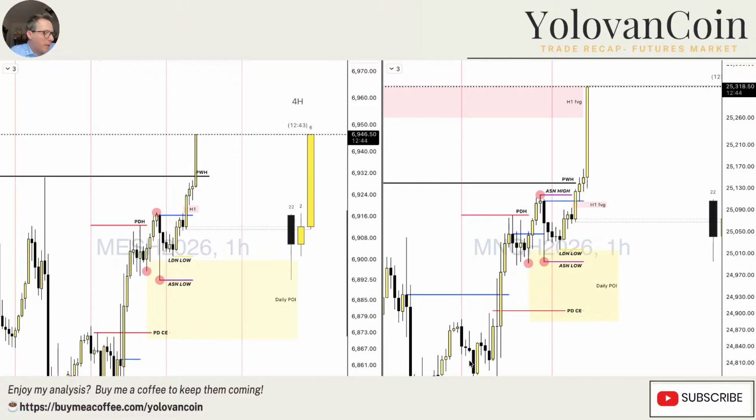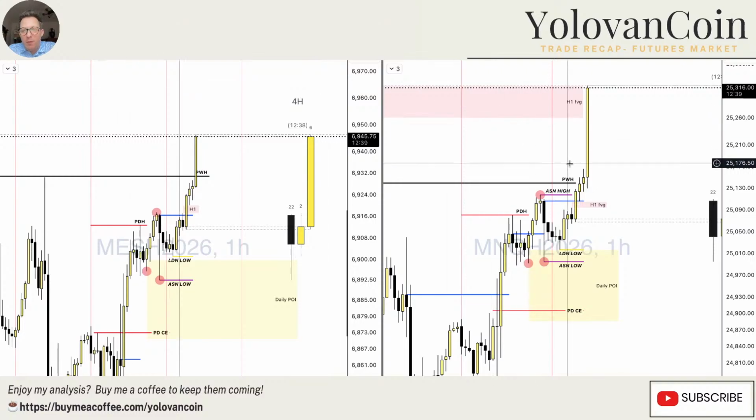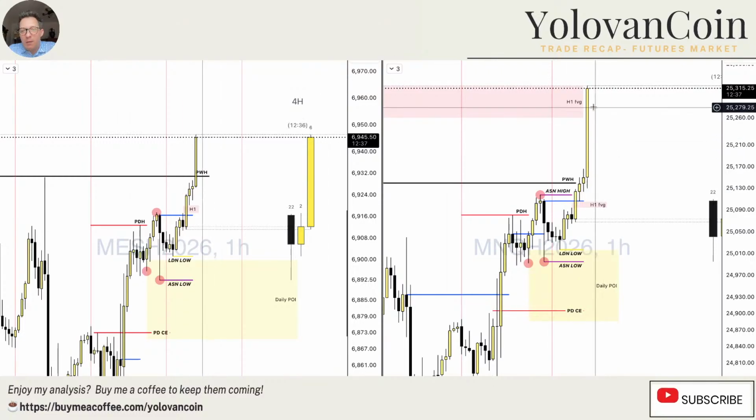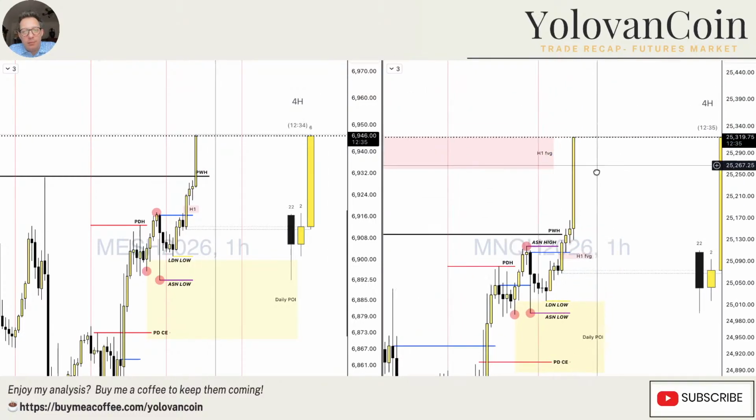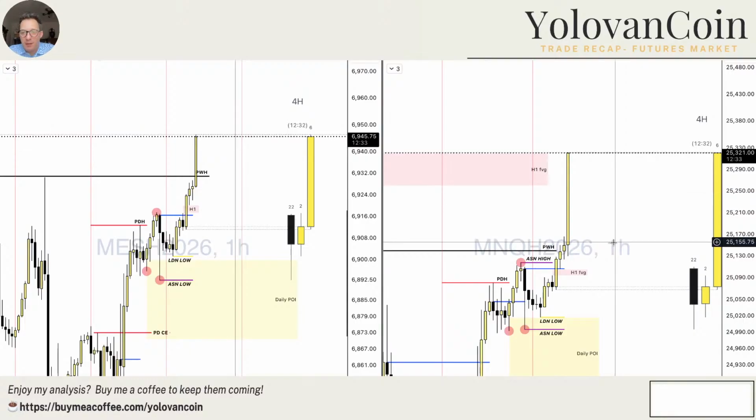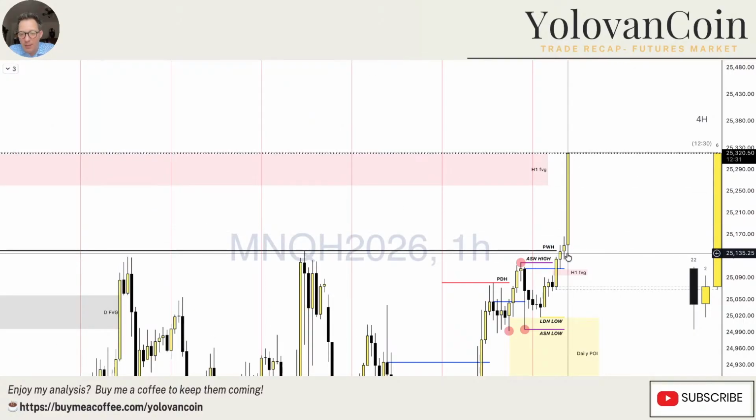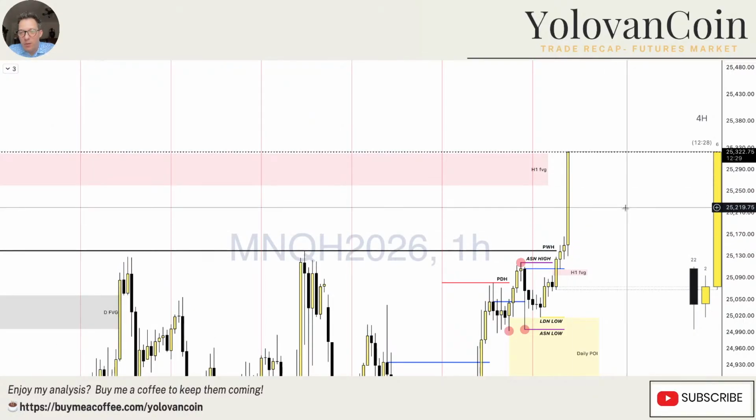Nasdaq just flying, so I can imagine a lot of people were just longing from the open, and this price action is crazy. How many points did we have? Almost 200 points.